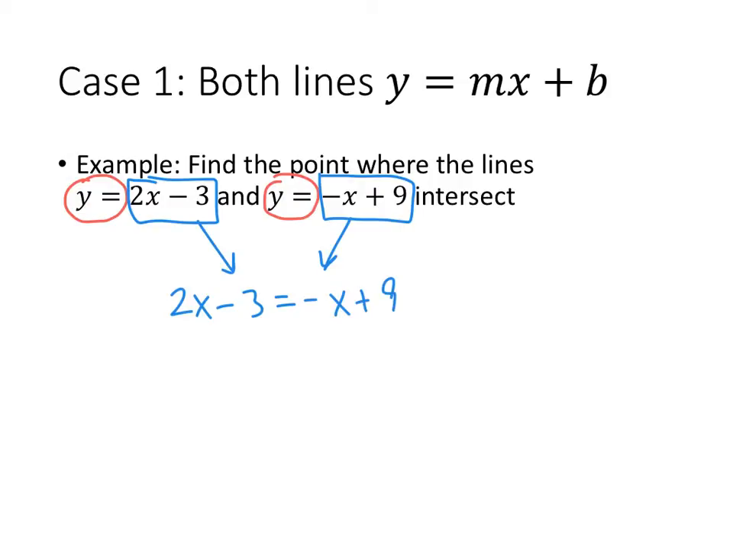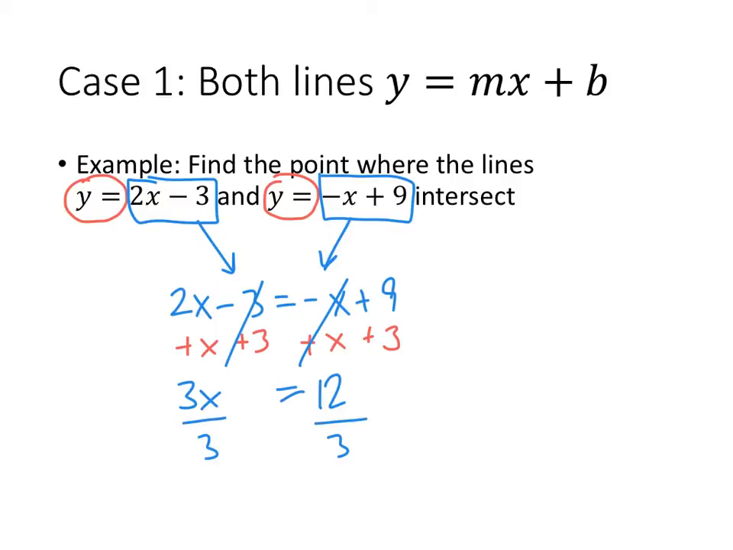So let's add x to both sides, and let's also at the same time add 3 to both sides. We're going to move the variables to one side and the numbers to the other side. 2x plus x, that's 3x. Negative 3 plus 3 cancels out. Negative x plus x cancels out. And 9 plus 3 is 12. Divide both sides by 3, and we get that x equals 4.